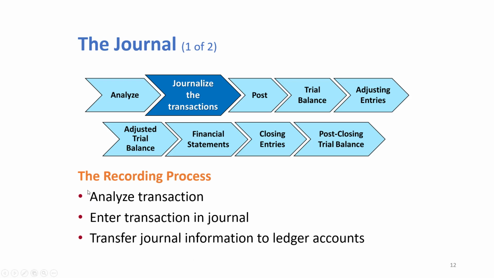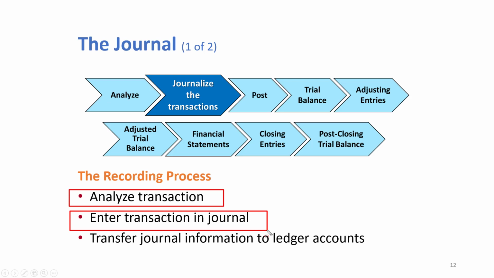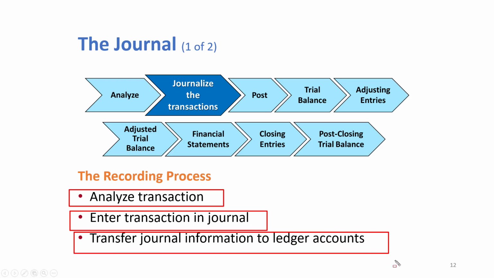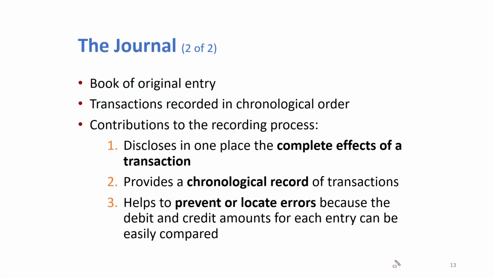At first we should analyze the transaction, then enter the transaction in the journal, and transfer that journal information to the ledger account. Generally, the journal is the book of original entry. I already told you that the journal is the primary book of record. That's why it is called original entry. And it's also recorded in chronological order.